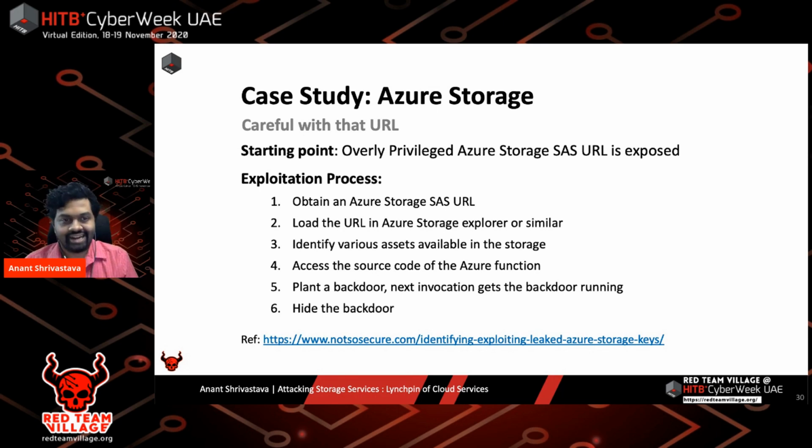So how did we attack this? We were able to download the source code. We were able to plant a backdoor inside the source code. And in the next invocation of that Azure function, when a copy of the source code was taken from the bucket, my backdoor was then executed in the function namespace, which means I had a different level of access available because I was able to plant a backdoor within the Azure storage. Again, a very detailed blog post is available here. You can have a look at it if you want.